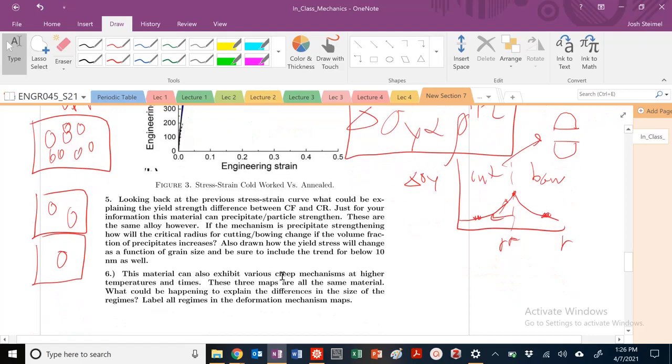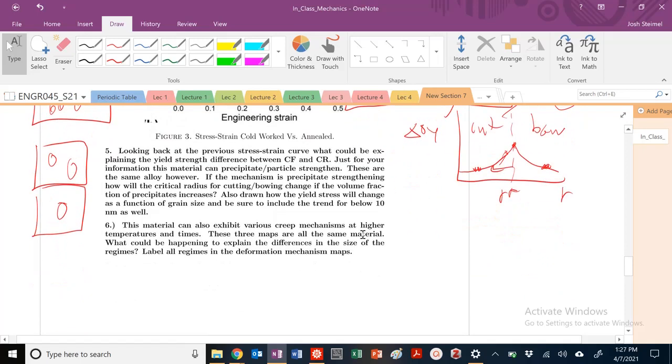So that's essentially how it'll change. And then let's see what else. Also draw how the yield stress will change as a function of grain size. Be sure to include the trend. So we know for our Hall-Petch mechanism that we have the relationship for grain size strengthening: our change in yield stress is going to be inversely proportional to the grain size.